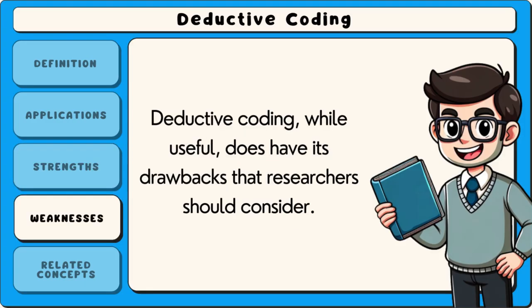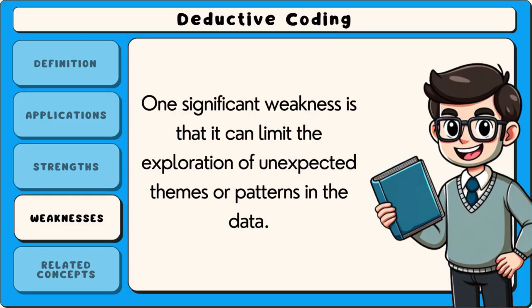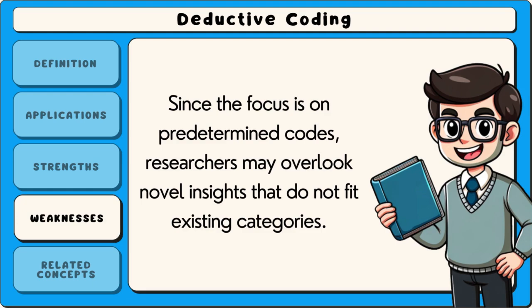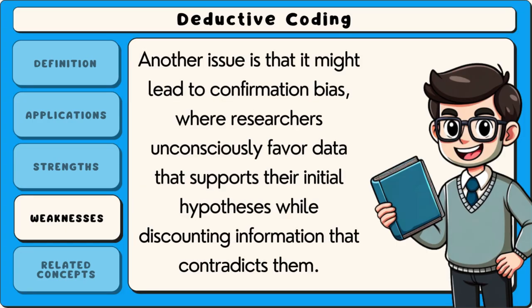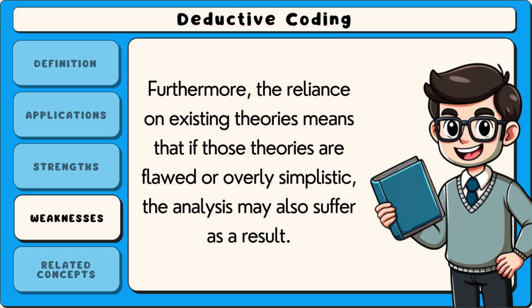Deductive coding, while useful, does have its drawbacks that researchers should consider. One significant weakness is that it can limit the exploration of unexpected themes or patterns in the data. Since the focus is on predetermined codes, researchers may overlook novel insights that do not fit existing categories. Another issue is that it might lead to confirmation bias, where researchers unconsciously favour data that supports their initial hypotheses while discounting information that contradicts them. Furthermore, the reliance on existing theories means that if those theories are flawed or overly simplistic, the analysis may also suffer as a result.